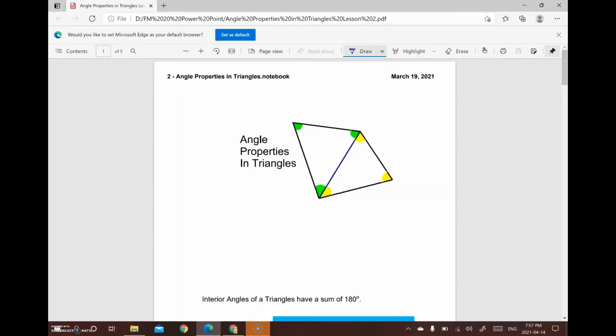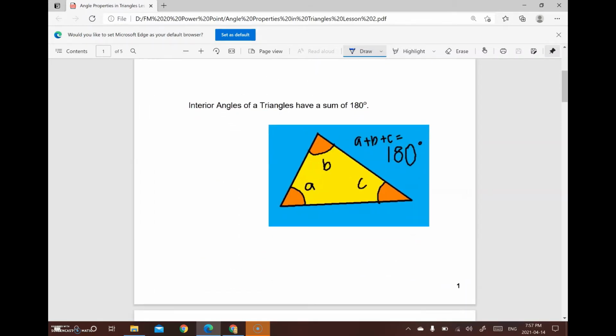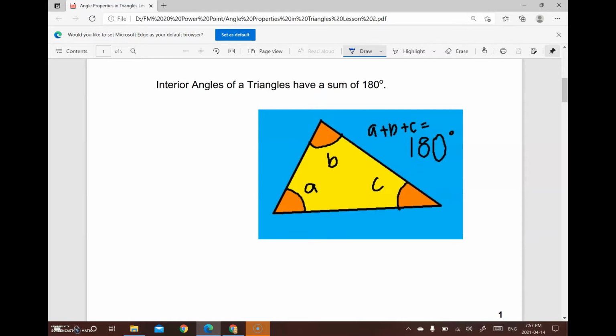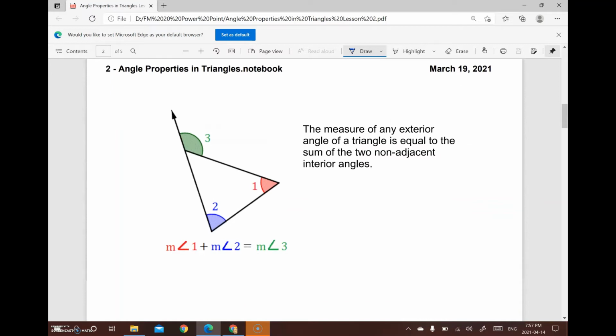We're going to look at the angle properties in triangles. So, interior angles of a triangle have a sum of 180. So all the angles in a triangle add up to 180. The measure of any exterior angle of a triangle is equal to the sum of the two non-adjacent interior angles.